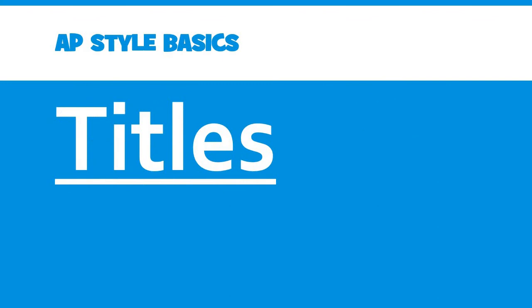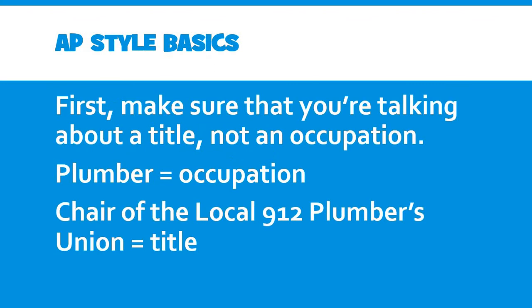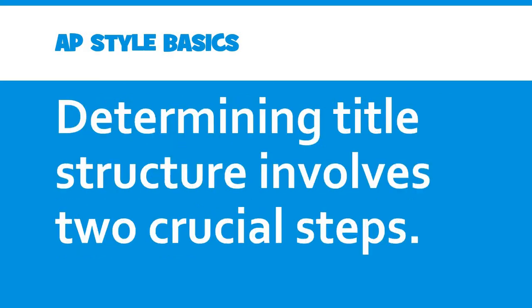Let's talk about titles. Titles are one you're going to have to deal with a lot in media writing, no matter what you're doing. Also with public relations, this comes into effect a lot too. So the first rule in dealing with a title is simply just to make sure that you're dealing with a title and not an occupation. So for example, the word plumber is an occupation. However, if it's the chair of the local 912 Plumbers Union, that's a title. Occupations are the job itself. Title is the designated name of the position within that occupation.